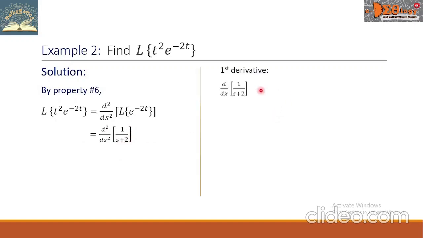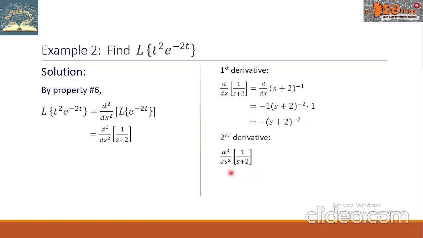Let's begin with the first derivative of 1 over s plus 2. We can show that this is equal to the quantity s plus 2 raised to negative 1. The derivative is now negative 1 times the quantity s plus 2 raised to negative 2 times the derivative of s plus 2, which is 1. We simplify this into the negative of the quantity s plus 2 raised to negative 2.